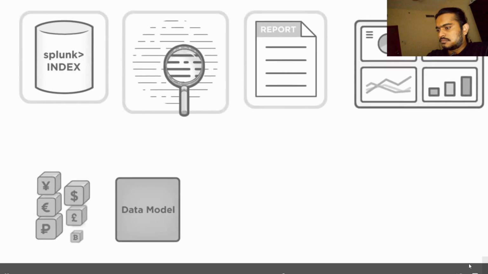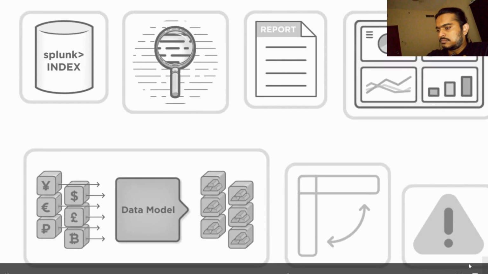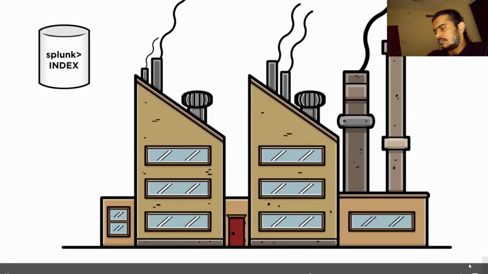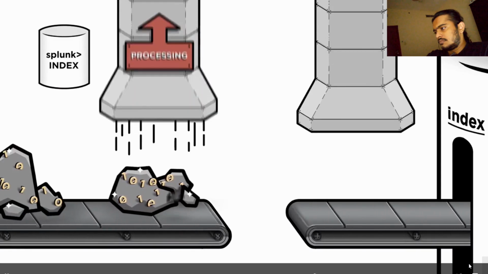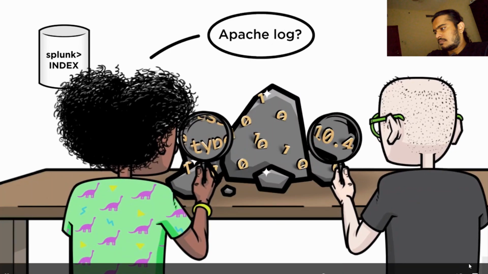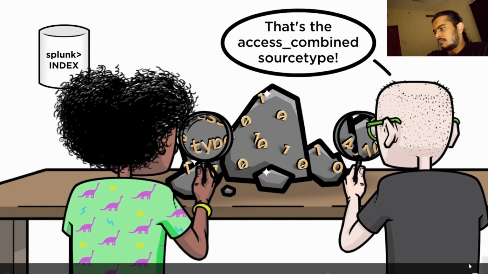Splunk's primary features make your machine data available, accessible, and usable to everyone in your organization. At the heart of Splunk is the index, which contains your machine data from sources such as servers, network devices, and web applications. Think of your indexer as a factory and your data as raw materials. As data enters, inspectors go to work. They look at the data to decide how to process it. When they find a match, they label the data with a source type.